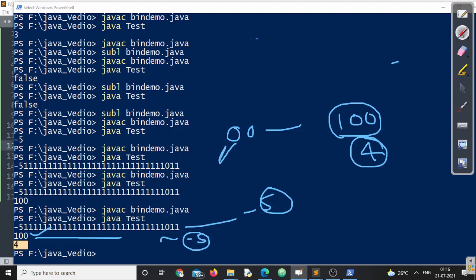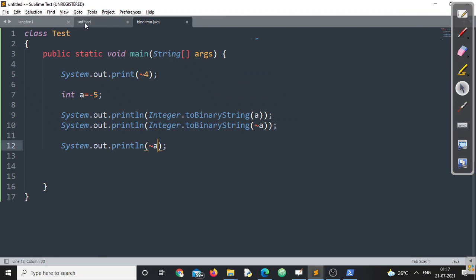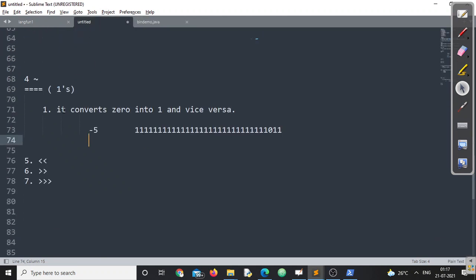Since the most significant bit is 0, the number is positive. So this is 4 only, right? This is how the one's complement operator basically operates. We have discussed both cases, positive numbers and negative numbers. The only reality is it converts 0 into 1 and 1 into 0. The next operators in this series are left shift and right shift, right?